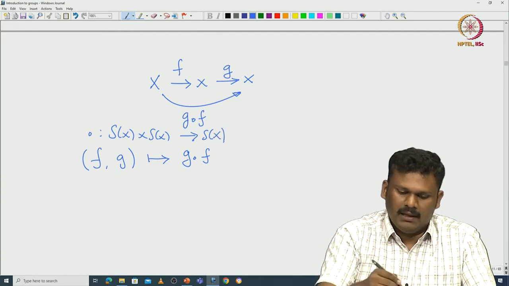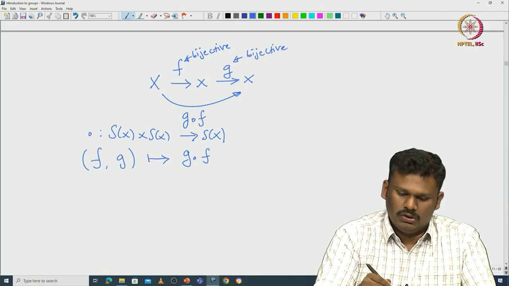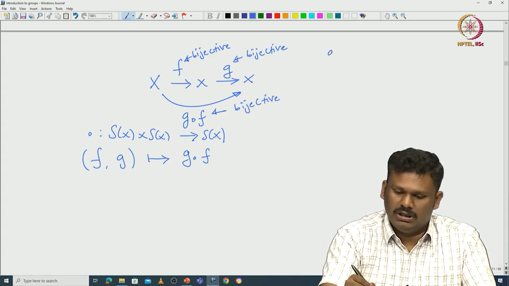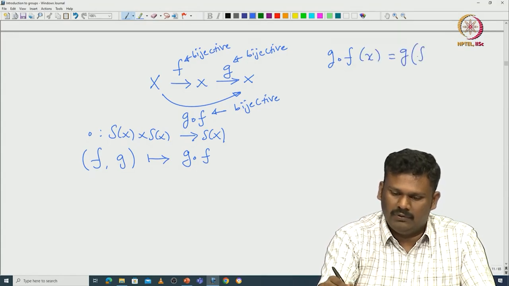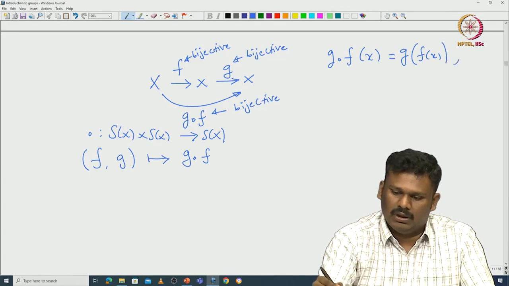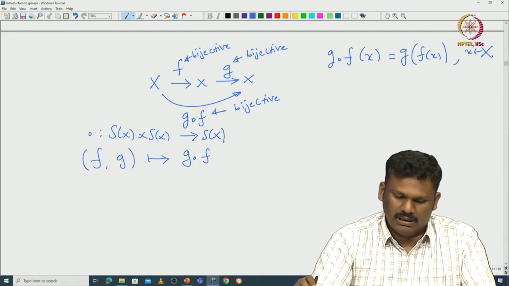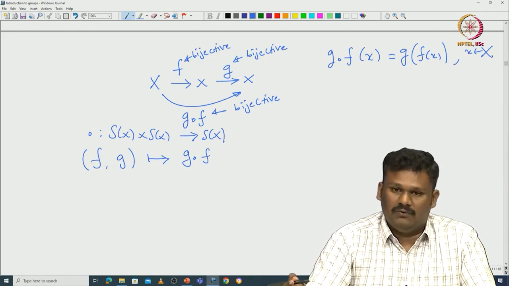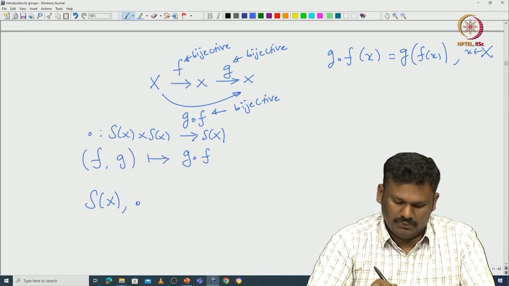So know that if f is bijective and g is bijective, then g composition f is also bijective. So how is this g composition f defined? On a given element x, it is defined to be g of f of x for any x in capital X. Okay, so I will leave it to you to actually check that all the axioms of groups are satisfied by this S(X) with composition.